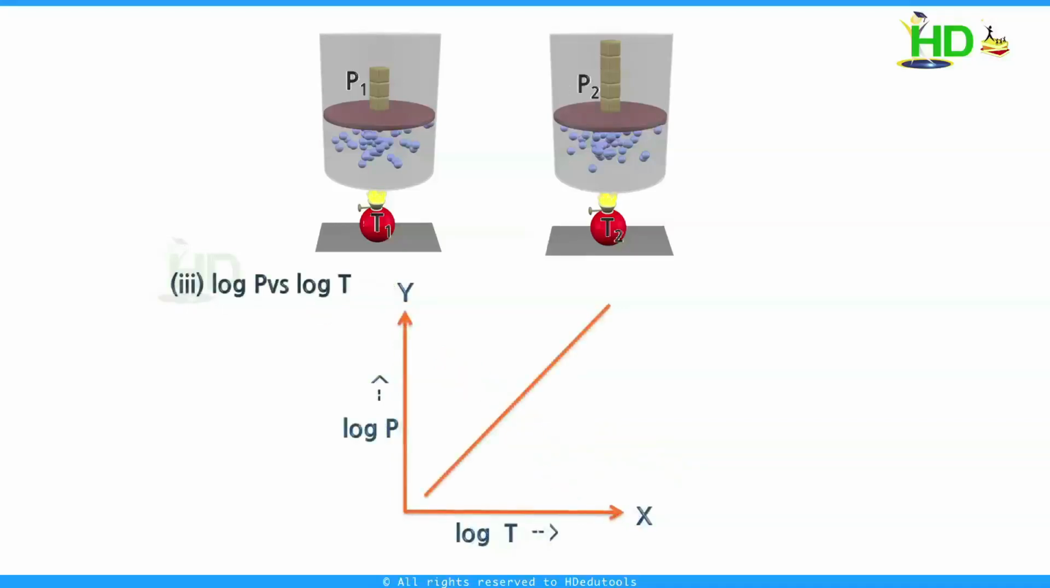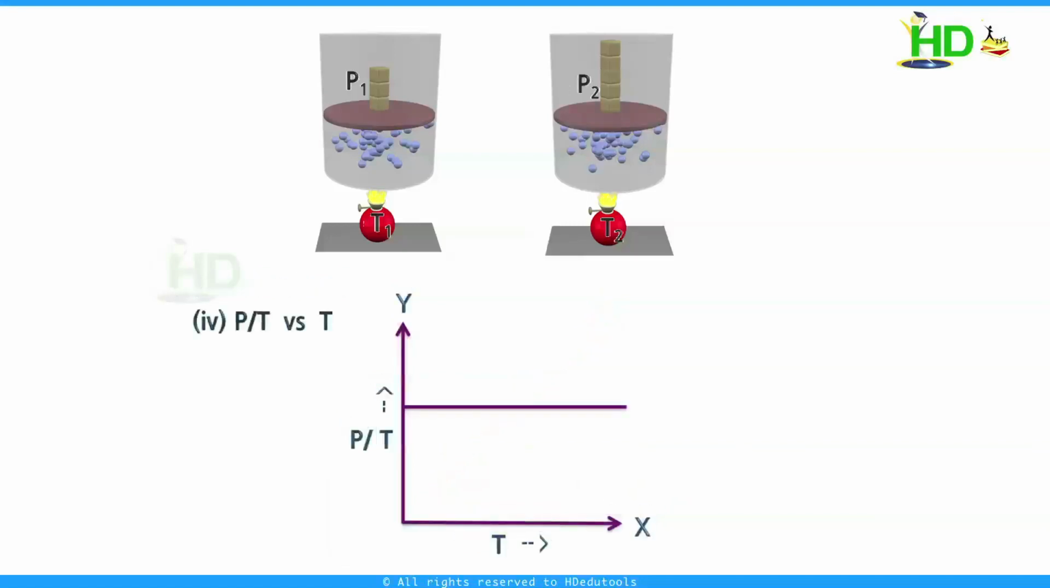If we draw a graph taking log T along the x-axis and log P along the y-axis, we get a straight line. Since P is proportional to T, we can also write log P proportional to log T. Now this is a straight line. If we draw a graph taking temperature along the x-axis and P by T along the y-axis, since P by T equals a constant, we get a straight line which is parallel to the x-axis, that is the temperature axis.